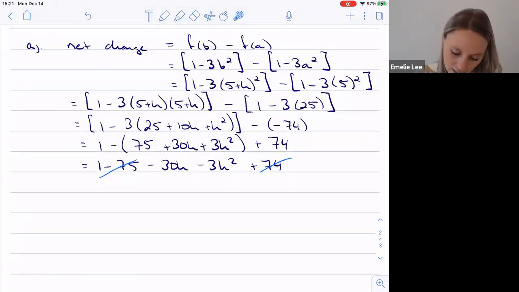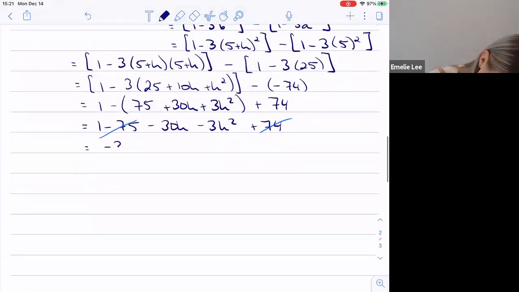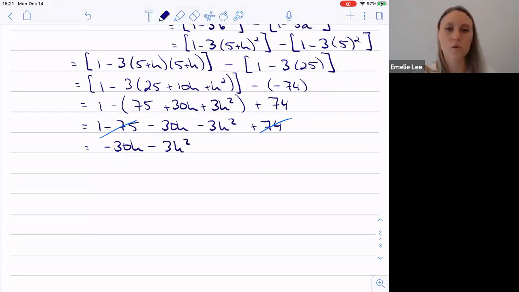And then depending on, I can't remember how I wrote it in the solutions, but it doesn't actually matter. Just leaving it like this is fine, right? So the net change then is negative 30h minus 3h squared. Okay. You can pull out a common negative. You can even pull out a common 3. I wouldn't bother. I would just leave it like this.